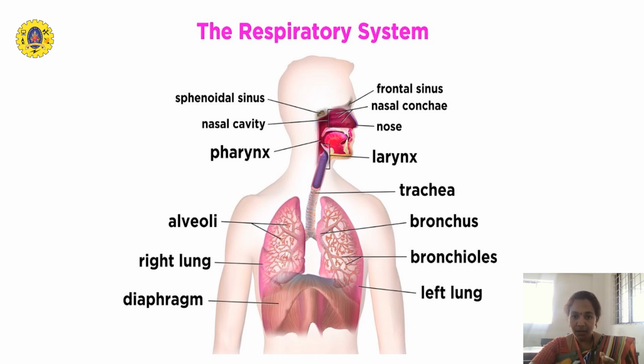Once again, I will tell you. Bronchus leads to bronchi. Bronchi lead to bronchioles. Bronchioles lead to alveoli. Alveoli are nothing but the small air sacs which are present in the lungs in order to facilitate the respiration process.